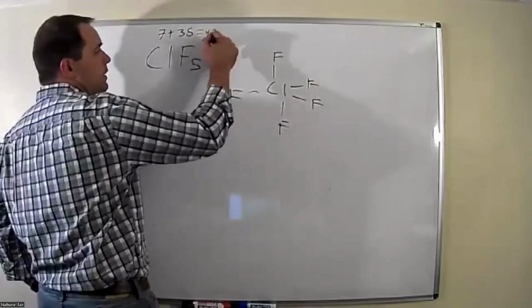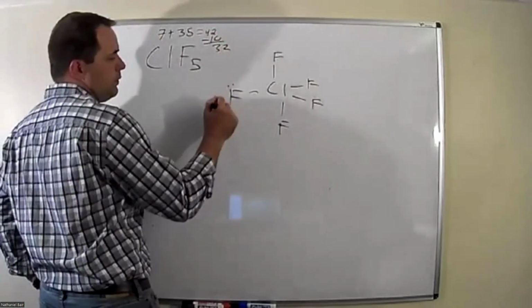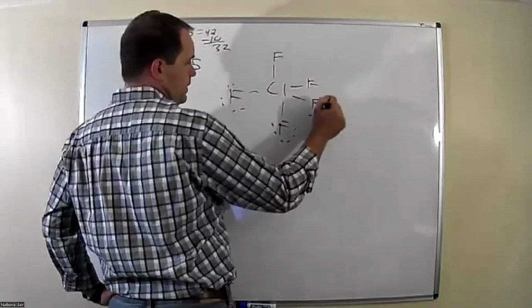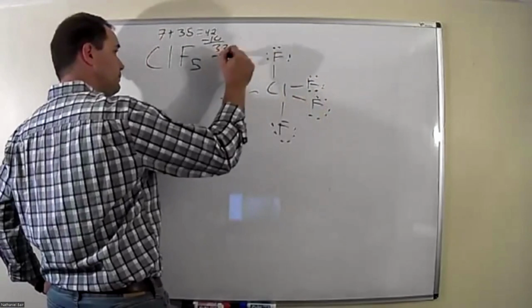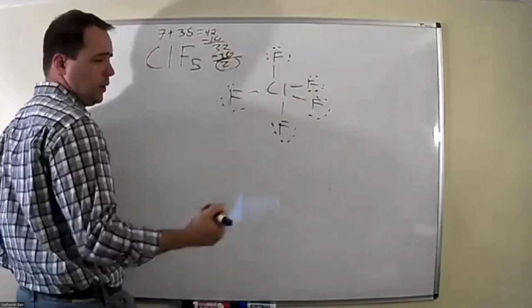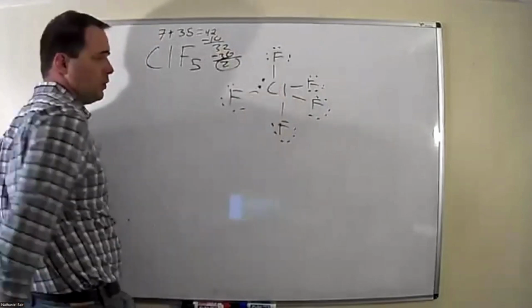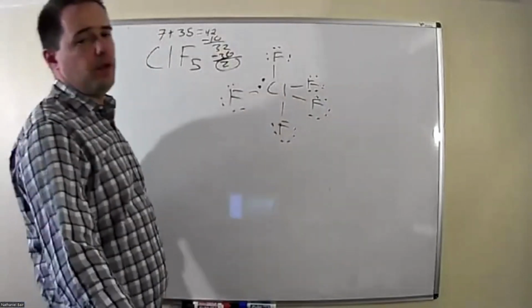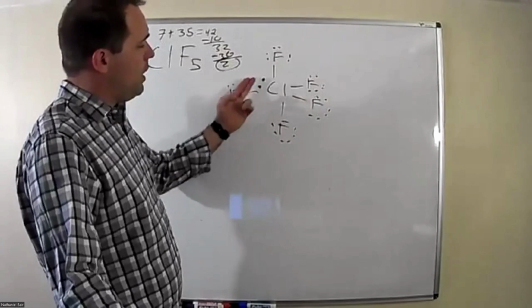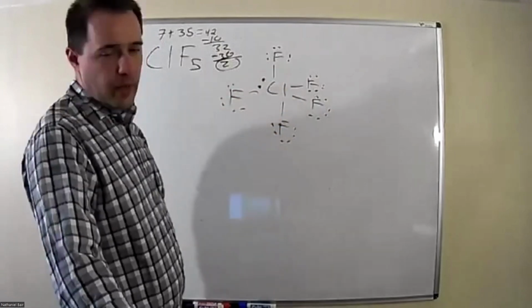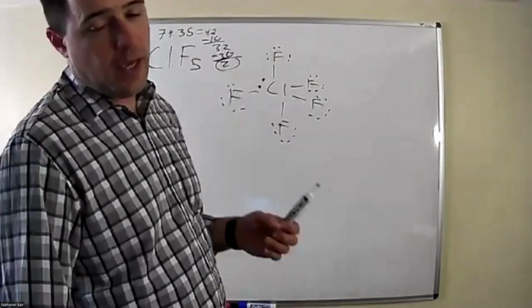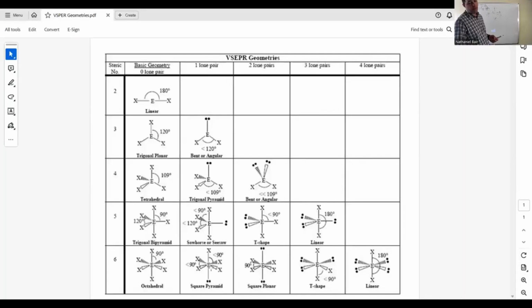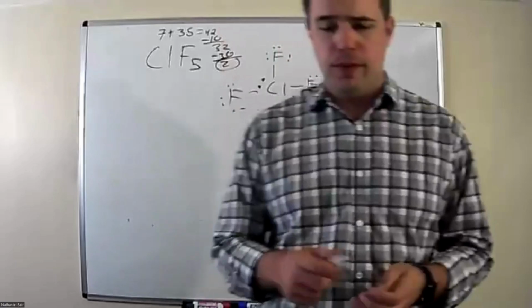That uses up 10 electrons, leaves you with 32. 2, 4, 6, 8, 10, 12, and so on up to 30. I still got 2 left. Where are they going to go? On the central chlorine atom. Notice that we are in domain 6. We got 1, 2, 3, 4, 5, 6 things: 5 bonding groups, 1 lone pair. Domain 6, 1 lone pair. This is going to be a square pyramid. Square pyramid. Where do they come up with this name?